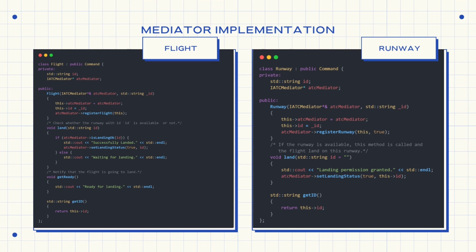And finally, we will take a look at the flight class and the runway class. These will have their own constructor and attach the same mediator to each object. The land method in class flight will check the availability of the runway to land, while in runway class, land acts as a method to notify that the runway itself is free at the moment.